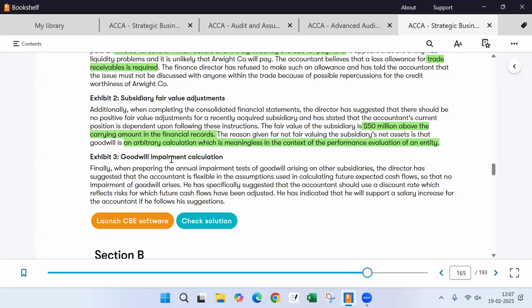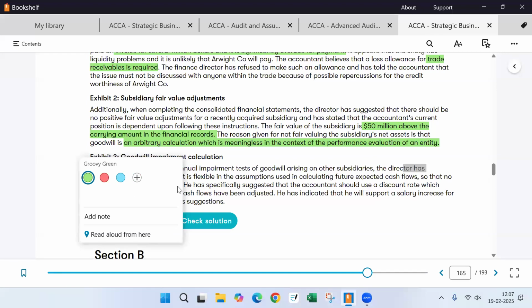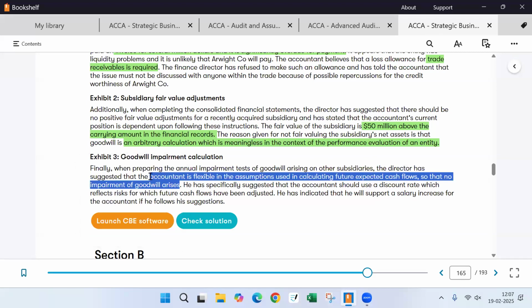Goodwill impairment calculation. Finally, when preparing the annual impairment test arising on the subsidiary, the director has suggested that the accountant be flexible in the assumptions used in future expected cash flows so that no goodwill impairment arises. So this is management bias, isn't it? Just because they want to keep the goodwill at the same amount, they are trying to manipulate the assumptions and estimations. Can they do that? No. They have to take a proper basis of assumption, right?